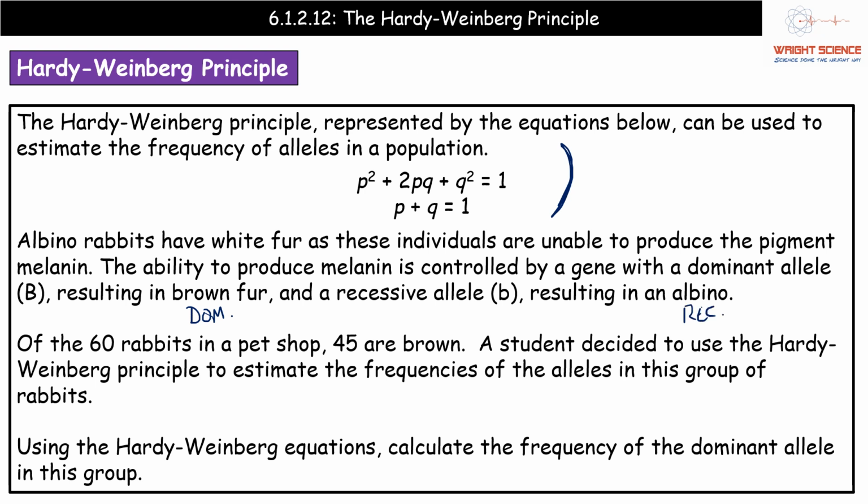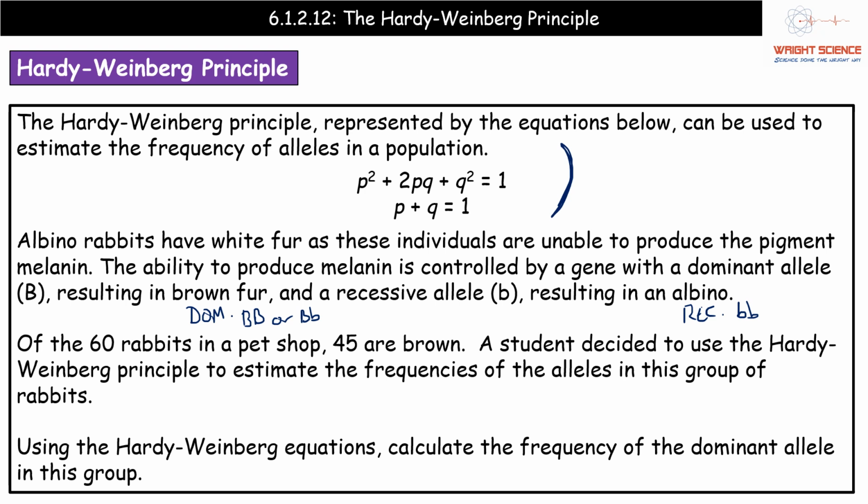So what we're going to see here is that any of our albino rabbits must have both lowercase b's. They've got to be homozygous recessive to be albino. If we're talking about brown fur rabbits, they could be either homozygous dominant or heterozygous. So what we need to think about then is the different genotypes that exist.